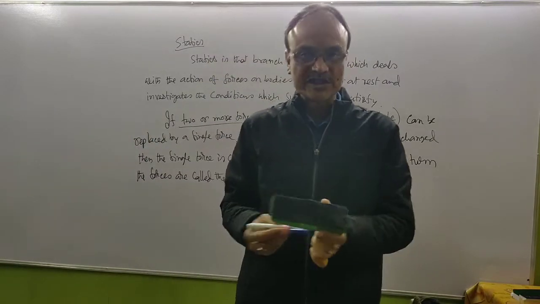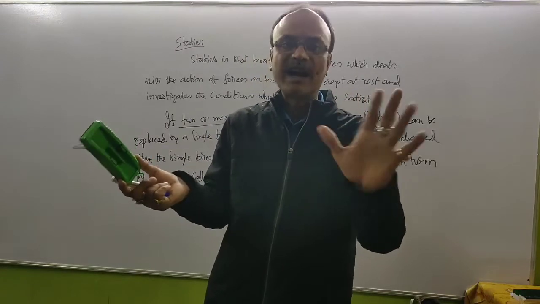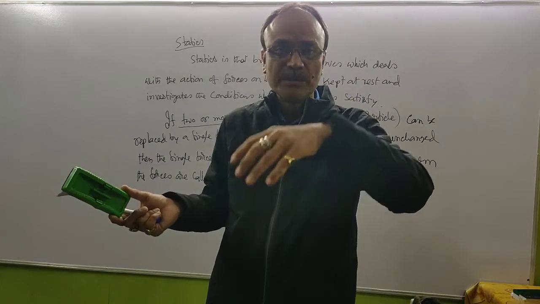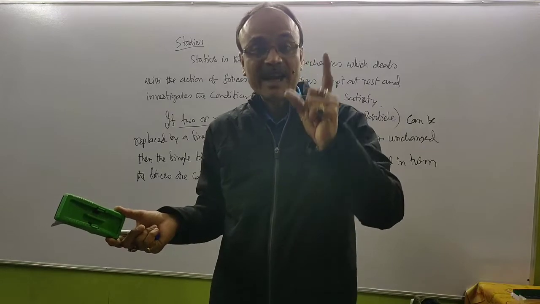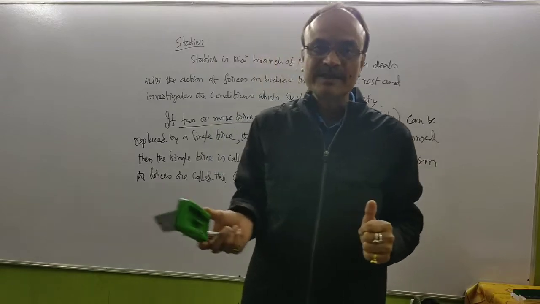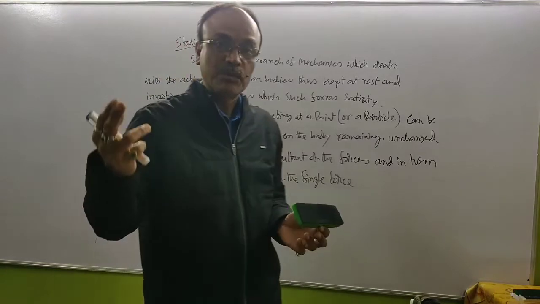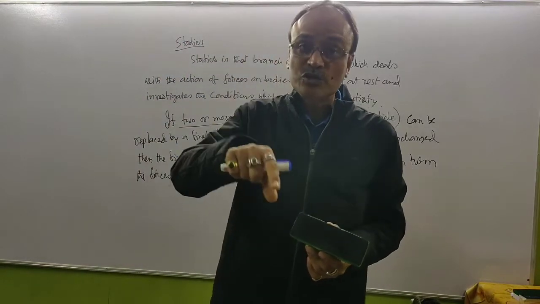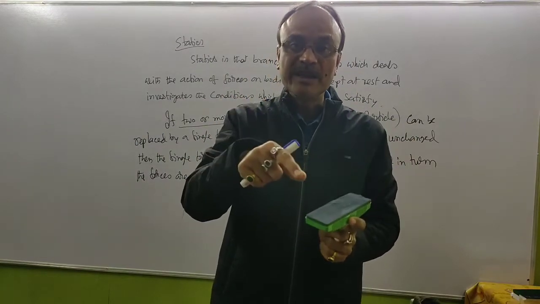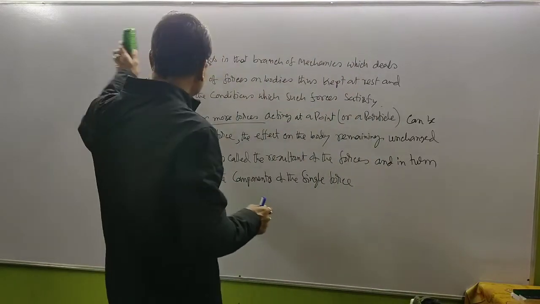Suppose P and Q are two forces. The combined effect of P and Q be R. Means the two forces P and Q can be replaced by another force R. Then R is called the resultant of the forces P and Q, and the forces P and Q are called the components of the force R. R is called the resultant of P and Q, and P is called the component of R. Q is also called the component of R.